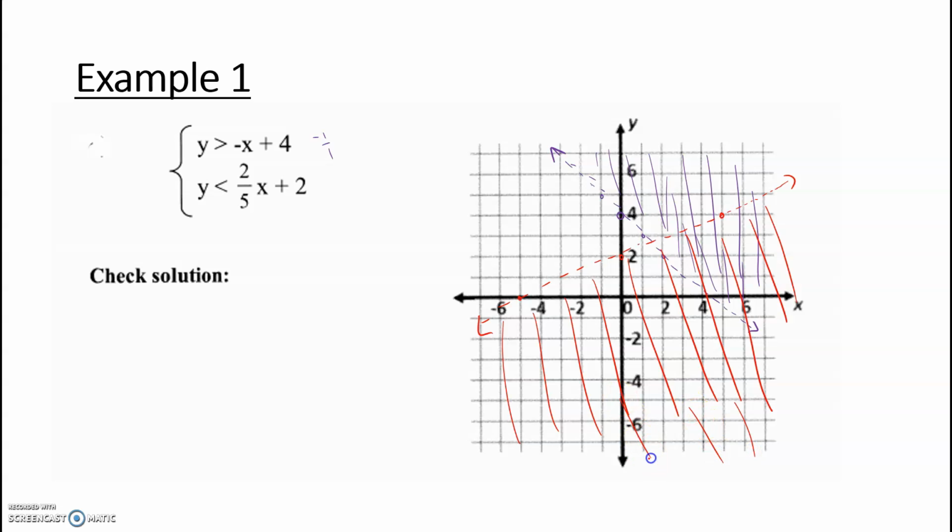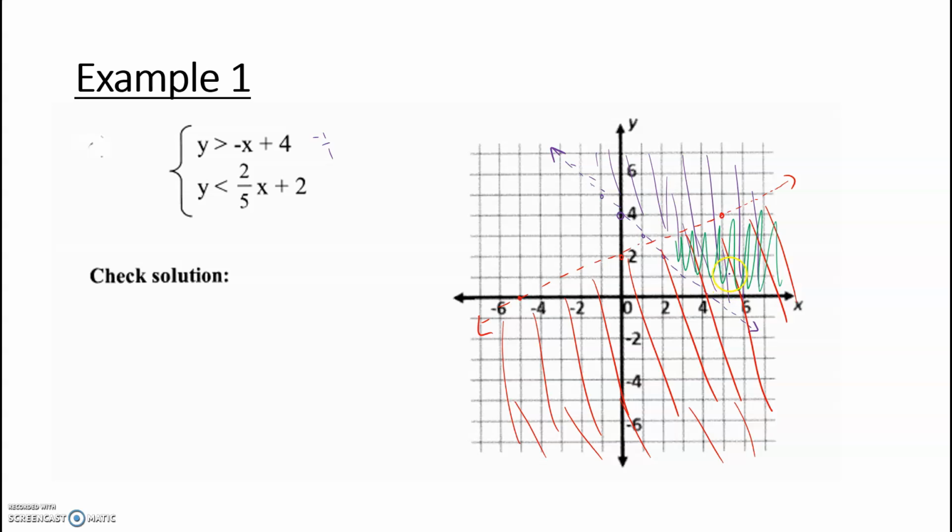And you might say, Ms. Blake, what's the solution, right? What's the solution to this set? Well, it's everything that's the overlap. So I'm going to actually use green. Do you see where these two colors are overlapping? This is your solution set. Now it says check your solution. So check your solution just means pick a point in your solution set. So you can pick any point in here.